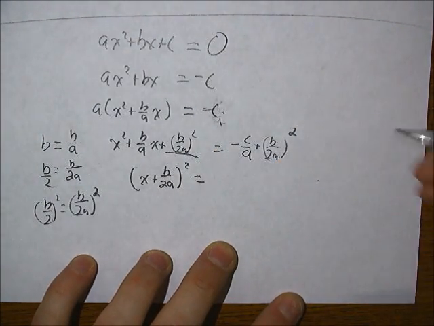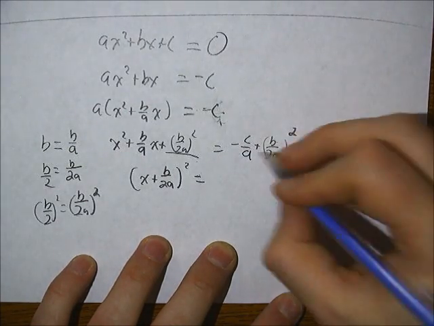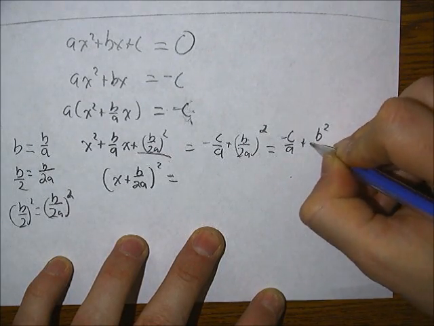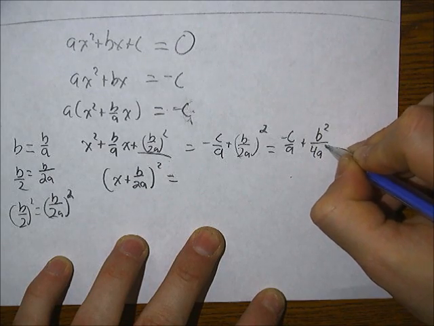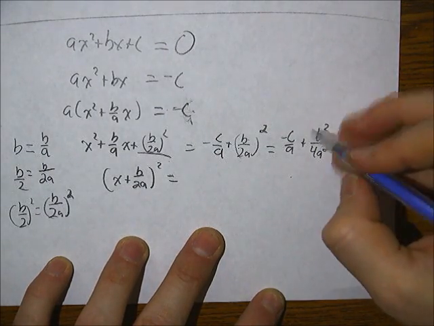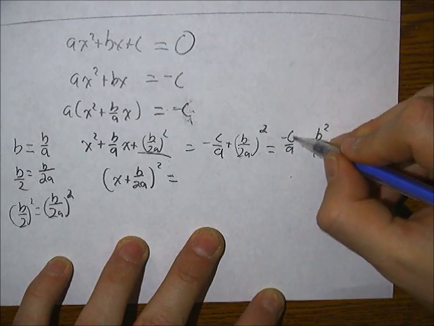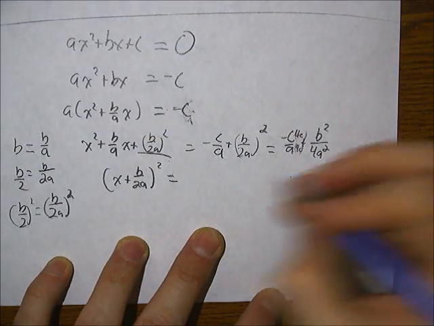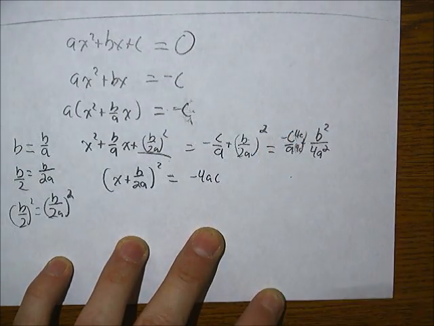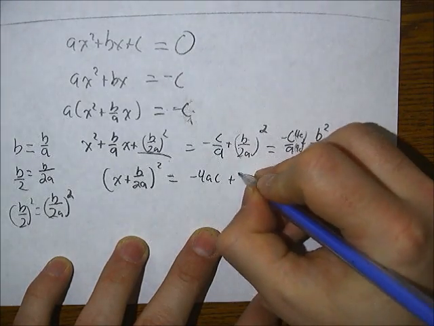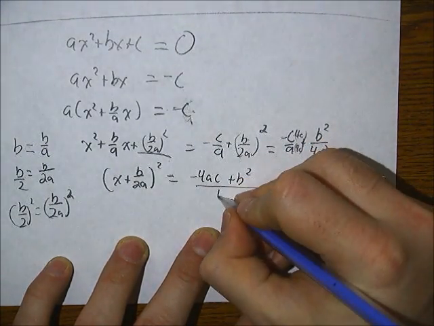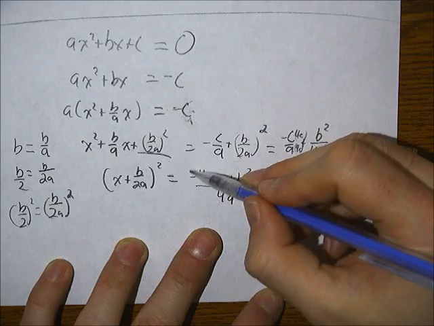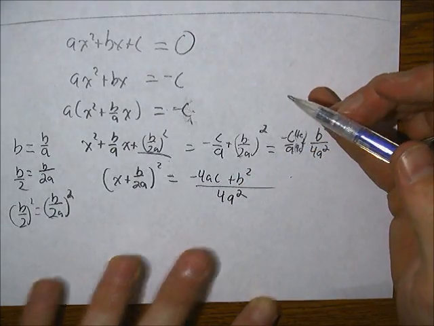Equals, need a common denominator here, so we're going to go ahead and square this one. Gives me a negative c over a plus b squared over 4a squared. Which means I need to go ahead and multiply this one, both top and bottom, by 4a. Simplifies down to negative 4ac plus b squared all over 4a squared. And if you can see, the piece of our Pythagorean theorem that's underneath the square root is already starting to come together.